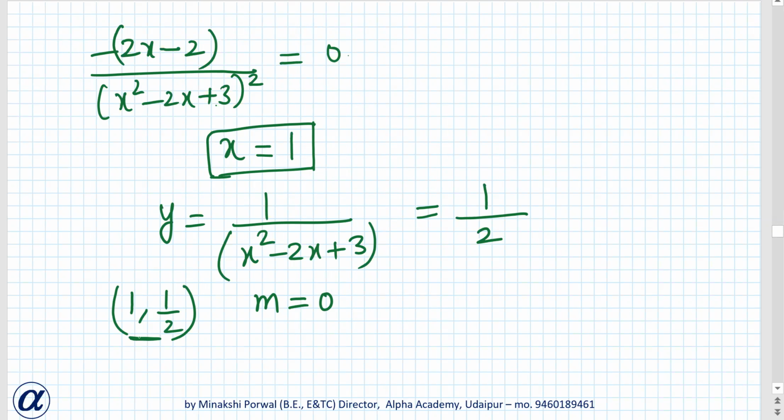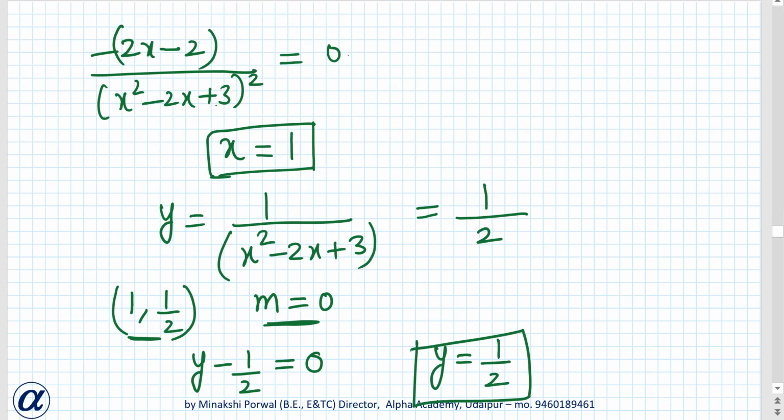When we know the point and we know the slope, we just put in the formula y minus y1 equals m, which is 0. So the rest everything will be 0. So this is the equation, y equals 1 by 2. This is the answer.